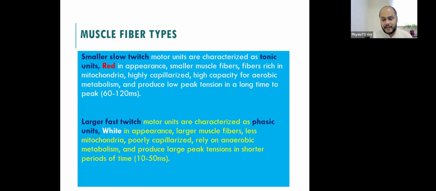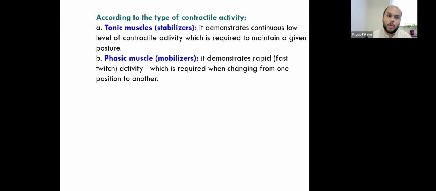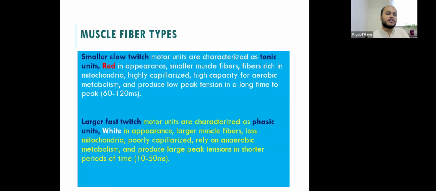Moving on to the muscle fiber types. There are slow twitch fibers that we spoke of, and fast twitch fibers that we spoke of. Now, we'll be combining these two classifications that we had. Going back quickly, we spoke about fast fibers, intermediate fibers, and slow fibers, and we spoke of tonic muscles and phasic muscles as well. So we'll quickly merge these two and see how they are placed.